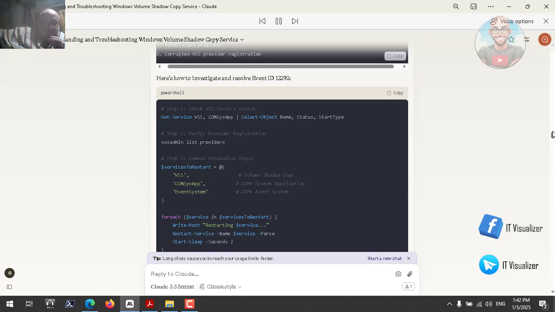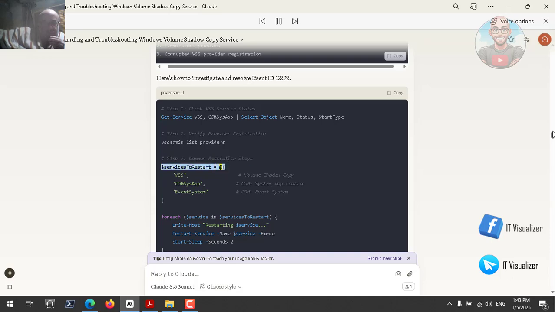PowerShell. Hashtag Step 1. Check VSS service status. Get-Service VSS, SWPRV | Select-Object Name, Status, StartType. Hashtag Step 2. Verify provider registration. vssadmin list providers. Hashtag Step 3. Common resolution steps.